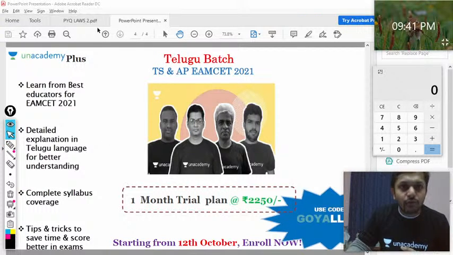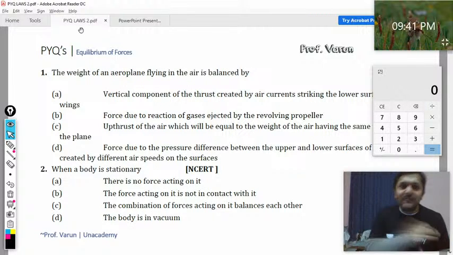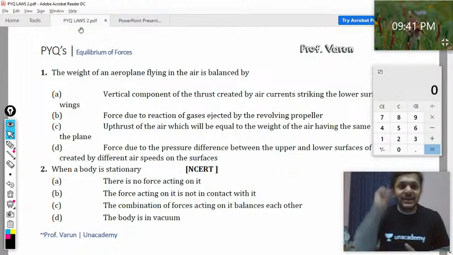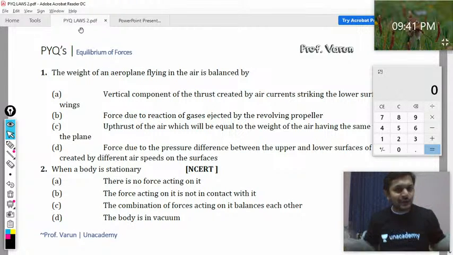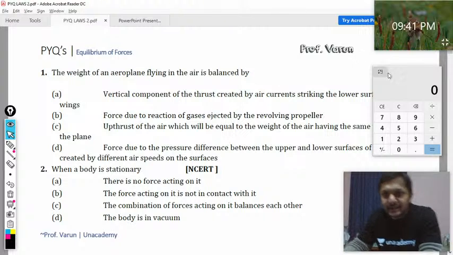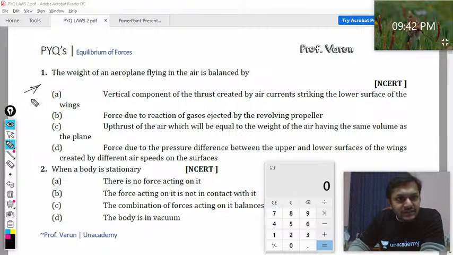So let us now move to today's topic, and the topic is PYQs from the chapter of laws of motion, and the topic is equilibrium of forces. So are we ready? So let us go and hit it. Okay, so there we go. This is the first question.